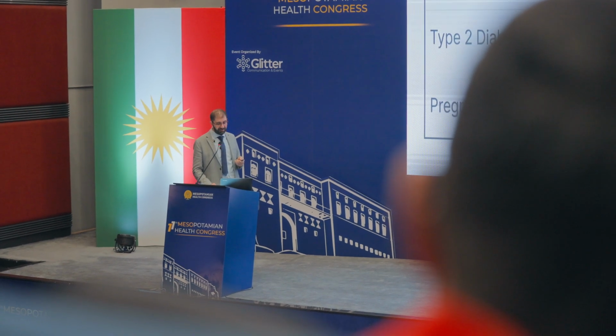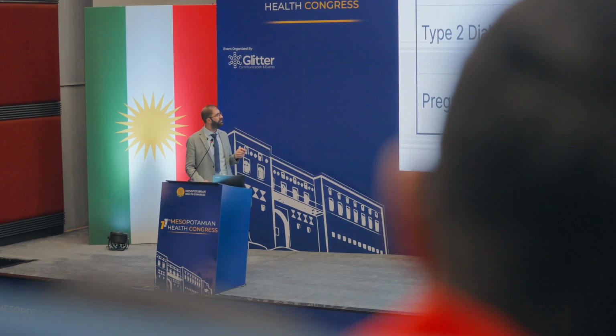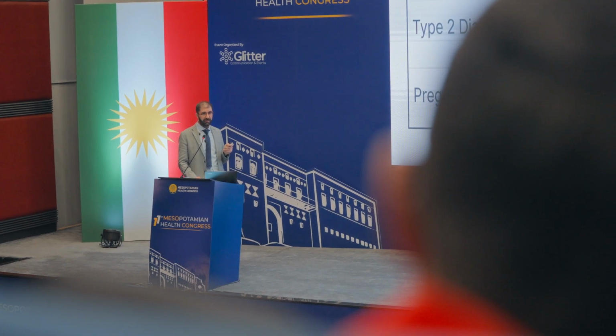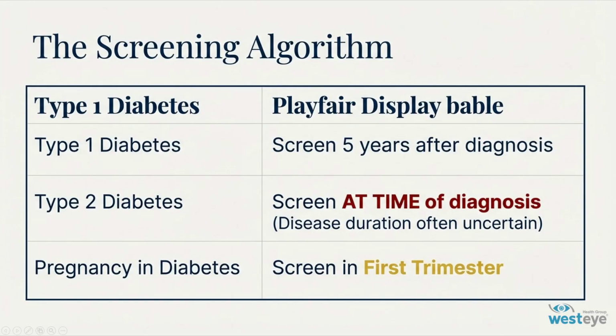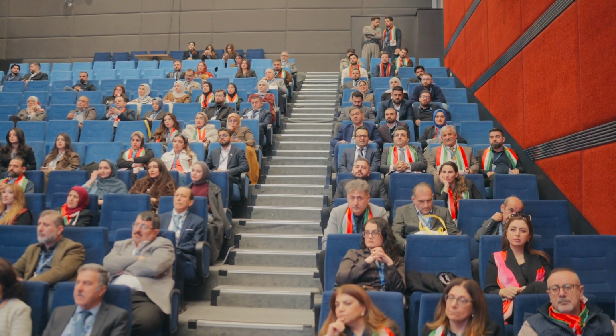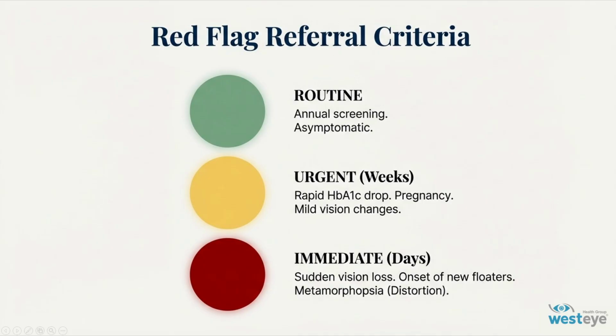In type 1 diabetic patients, screening starts 5 years after diagnosis, because generally 95% of type 1 diabetic patients do not have any retinal problems in the first 5 years of this illness. But in type 2 diabetes, the screening should start at the time of the diagnosis, because you would never be able to be sure about the exact time of onset of the illness. And as I mentioned before, pregnancy needs special care. The screening should start in the first trimester in these patients.